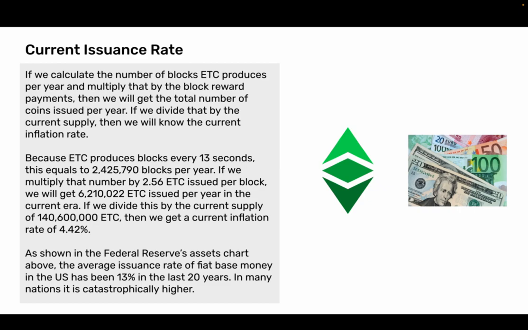4.42%. As shown in the Federal Reserve's asset chart above, the average issuance rate of fiat-based money in the US has been 13% in the last 20 years. In many nations, it is catastrophically higher.